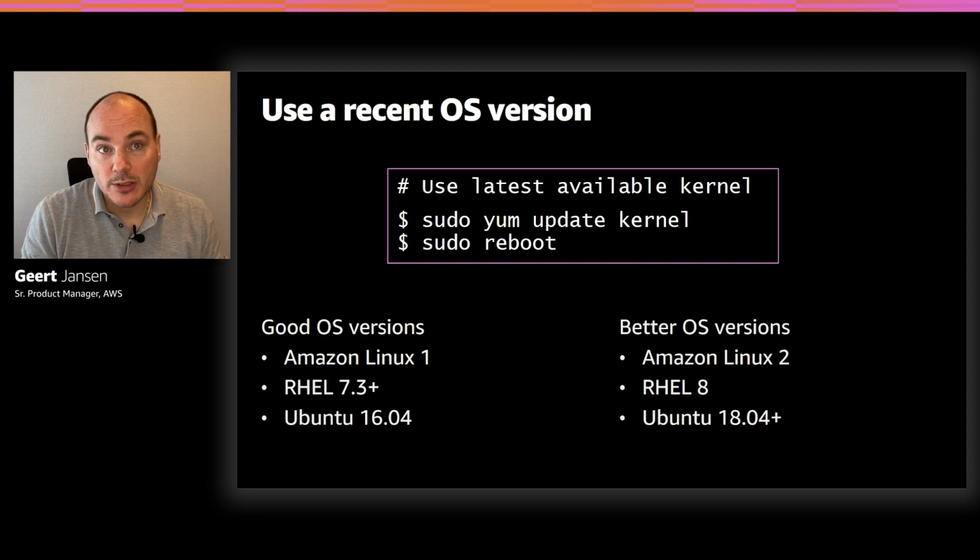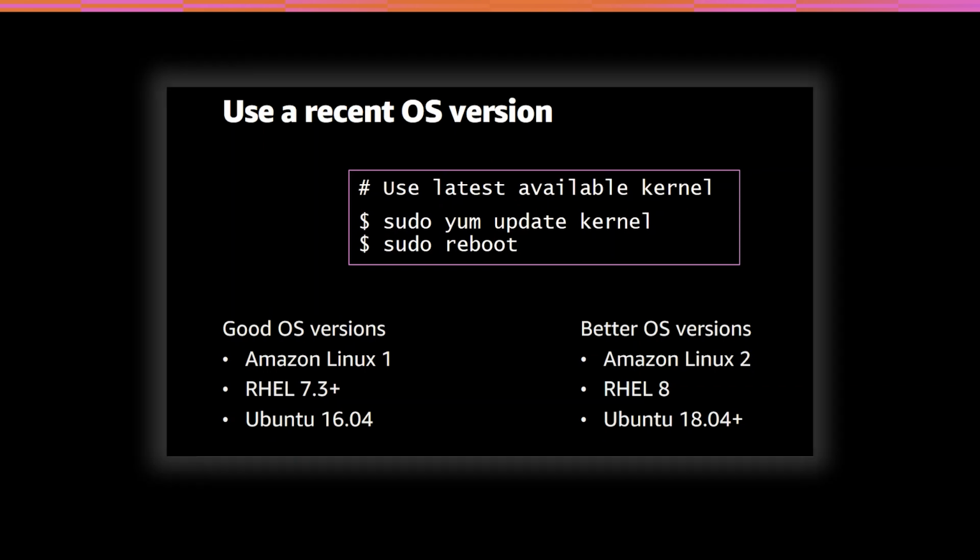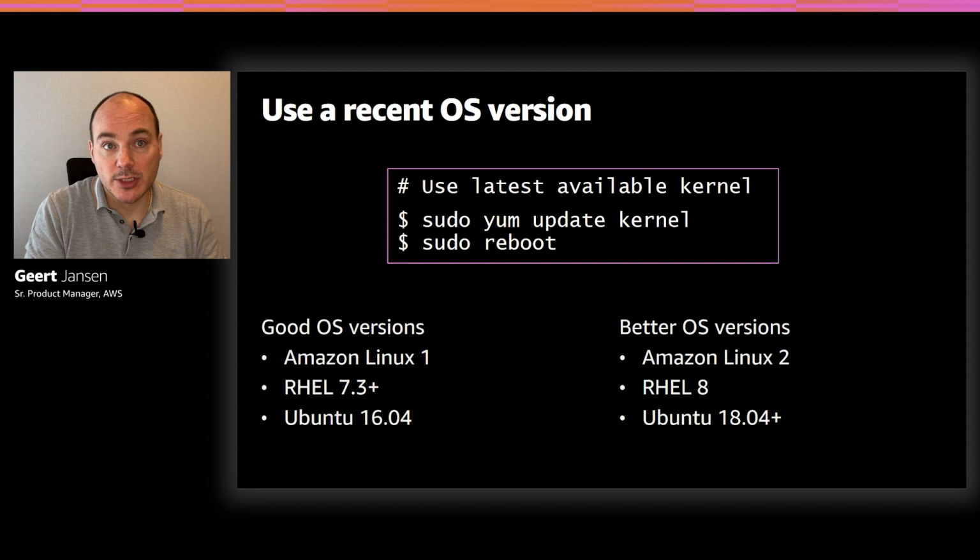So what is a good version of the OS? Good versions are, for example, Amazon Linux 1, RHEL 7.3, Ubuntu 16.04, and similar distributions that were released at the same time. Better versions would be to use the very latest versions of these, so Amazon Linux 2, RHEL 8, or Ubuntu 18.04. Some of these operating system distributions provide kernel updates, or actually they all provide kernel updates, but some do it by giving a new version of the kernel. Others take fixes and improvements from the upstream and backport those to the version they're shipping. But the point is that there will be updates even within those major versions, so always make sure you use the latest kernel for the best performance.